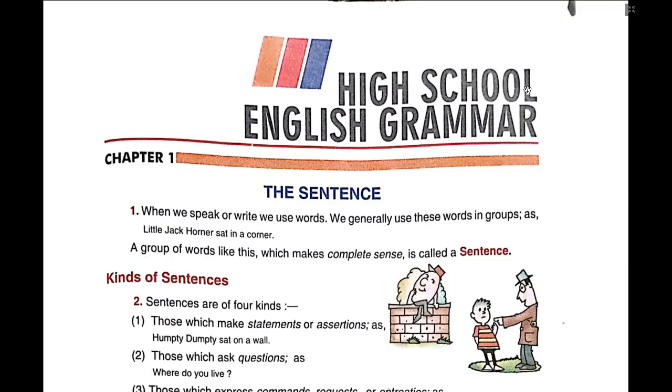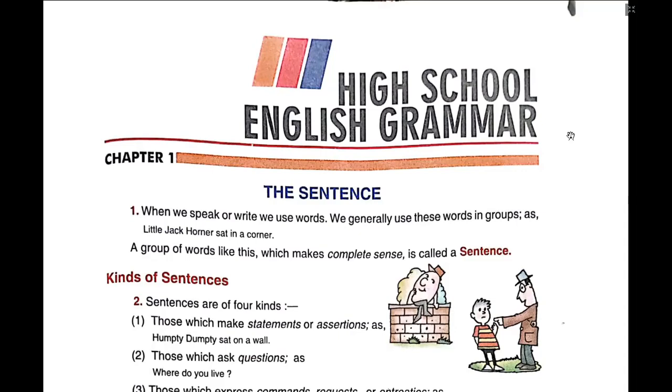And the very first topic of this book is the sentence. We speak and write, we use words. We generally use these words in groups, as in this example: Little Jack Horner sat in a corner. A group of words like this, which makes complete sense, is called a sentence.